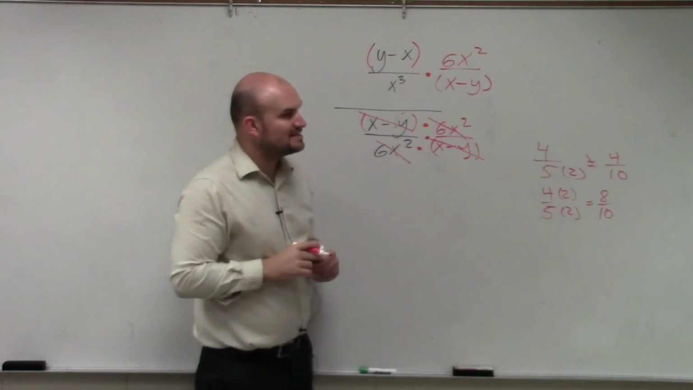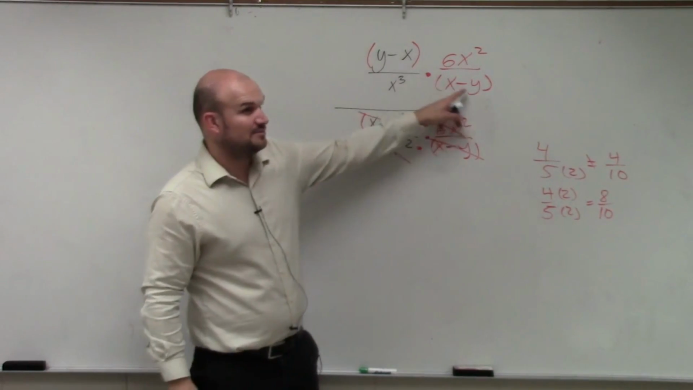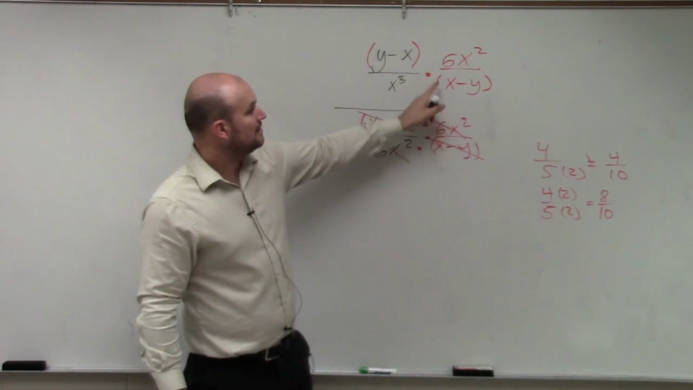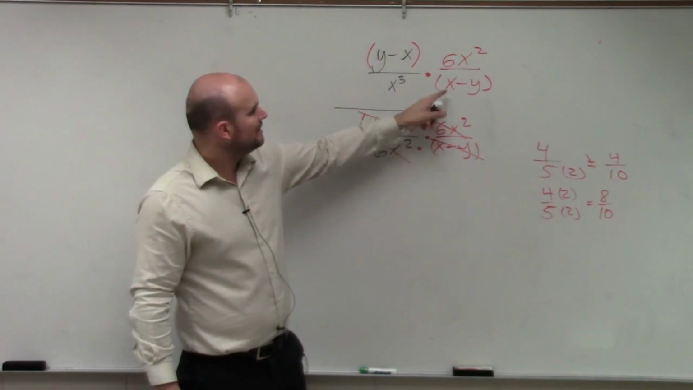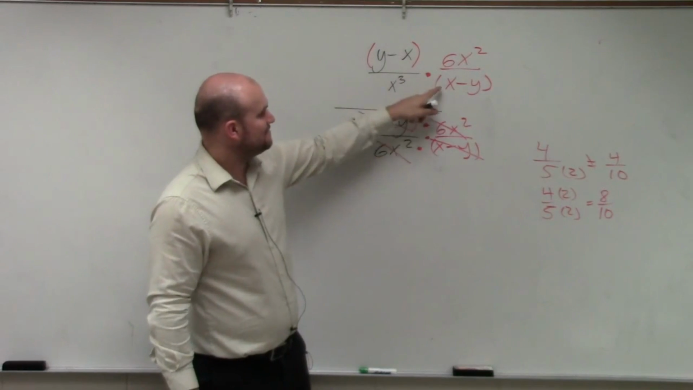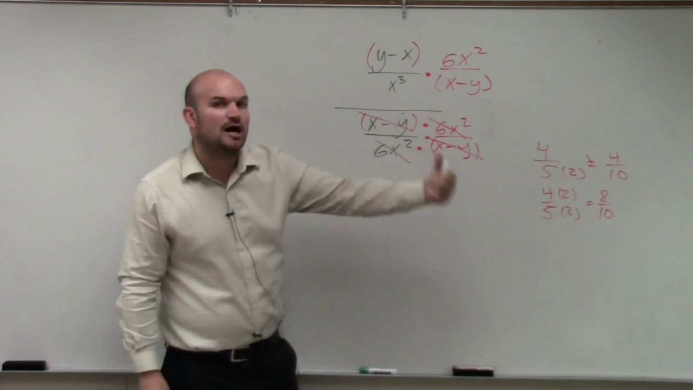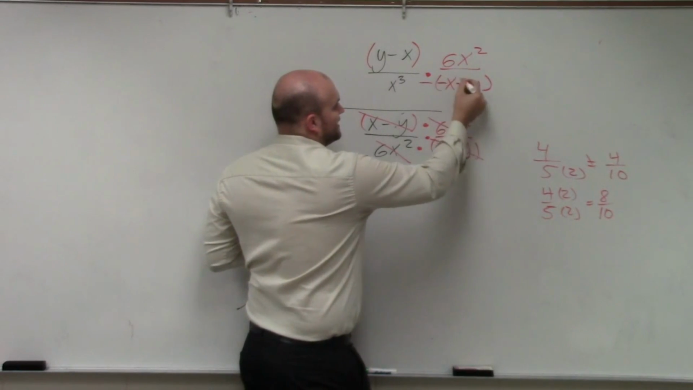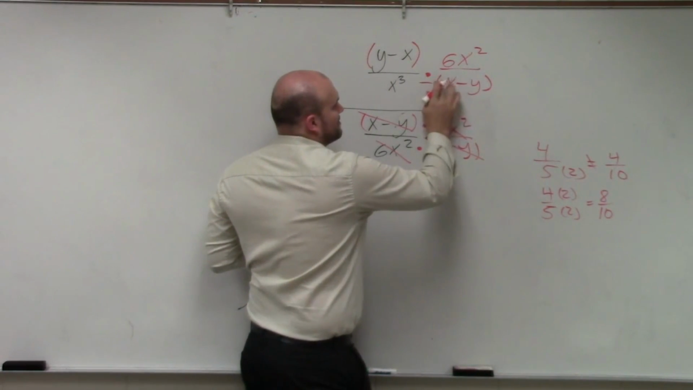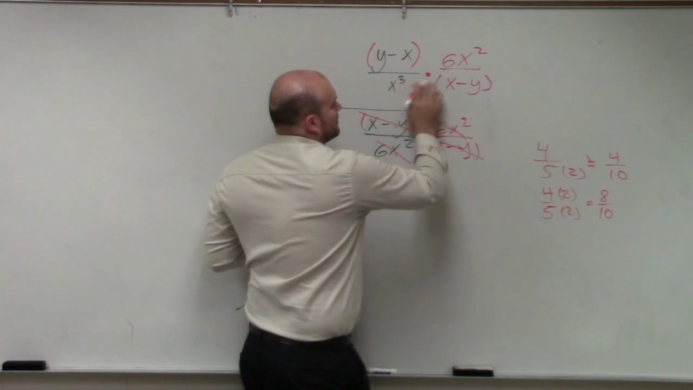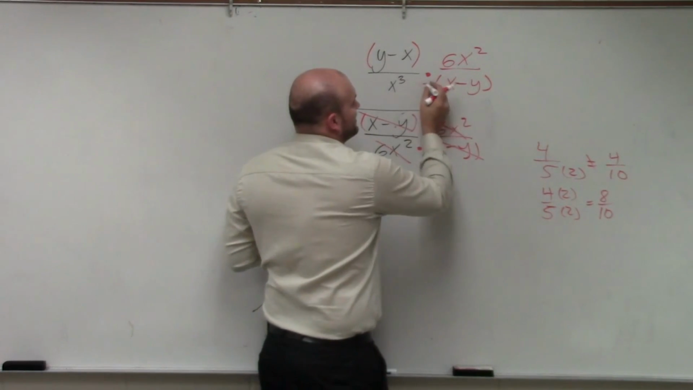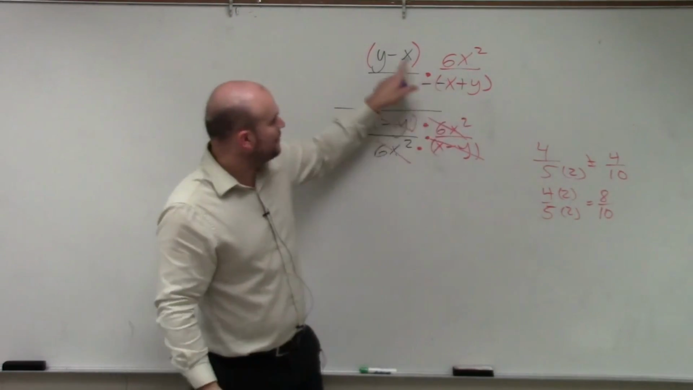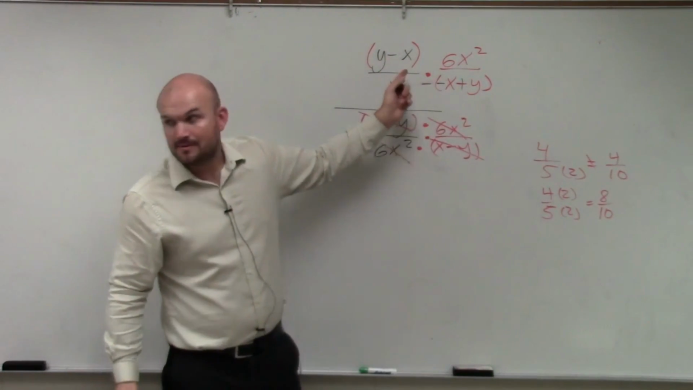Now, the problem here is these look very similar to each other. They're almost the same, but they're not. This is negative, that's negative, that's positive, that's negative. One thing I could do is factor out a negative, which would turn that to negative and that to positive. Would you now agree that those two are the same?